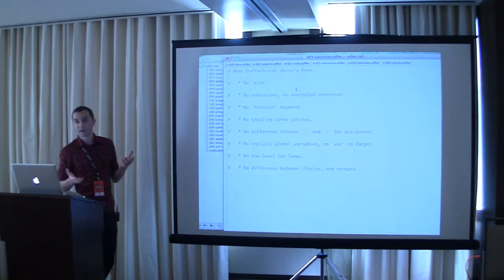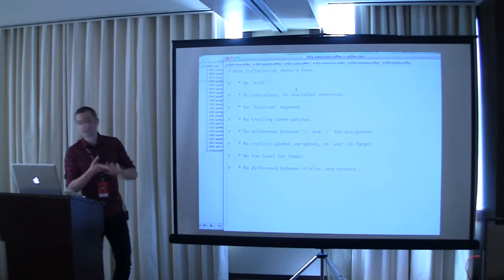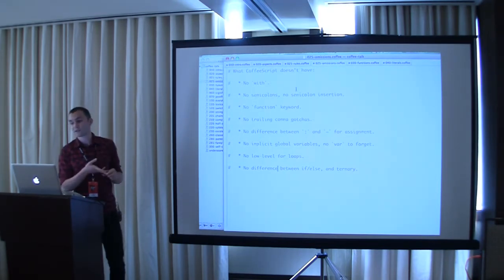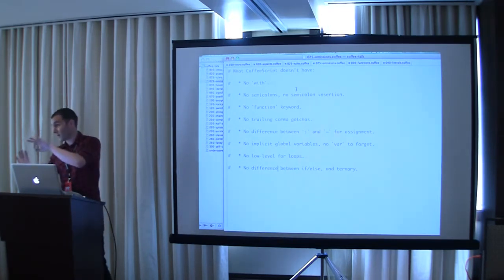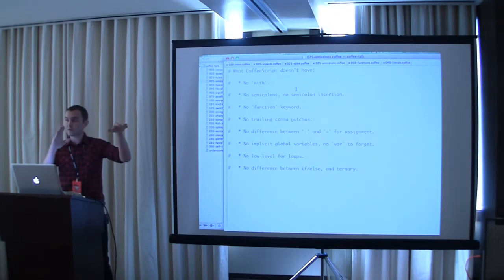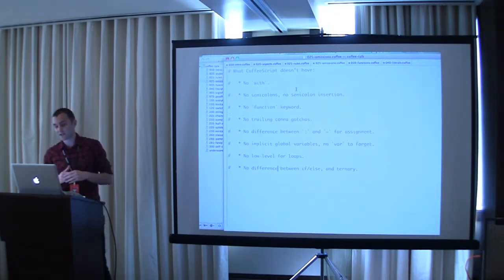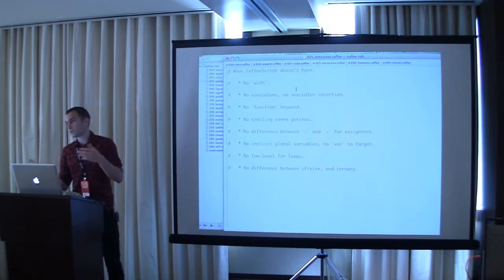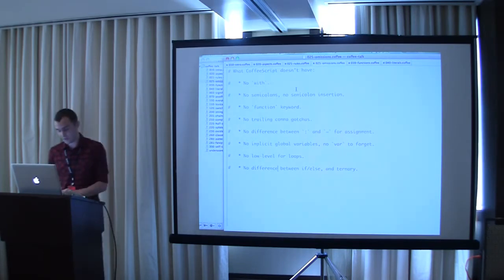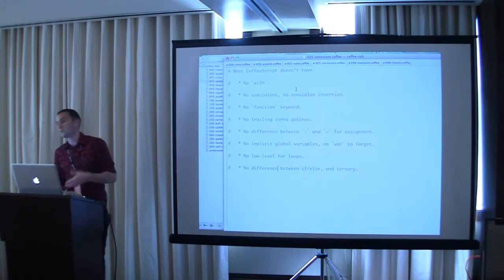It is a smaller language than JavaScript is. You don't have with, you don't have semicolons or semicolon insertion to deal with in your parsing. You don't have to worry about trailing commas. There's no difference between the colon inside of the object to assign a property versus variable assignment outside, syntax-wise. No implicit global variables because that's taken care of for you. You don't even have to worry about low-level for loops because instead you have comprehensions. And if you really need the low-level loop, you can use a while. That's the one that we do expose, and that's general enough to be transformed into anything else. And no difference between ternaries and if-elses, right? So in JavaScript, you have an if-else that's a statement.